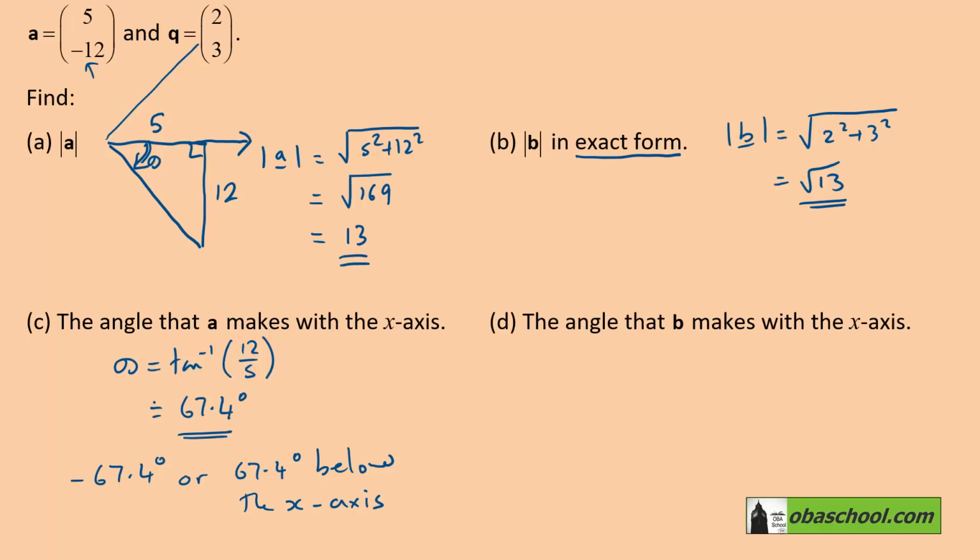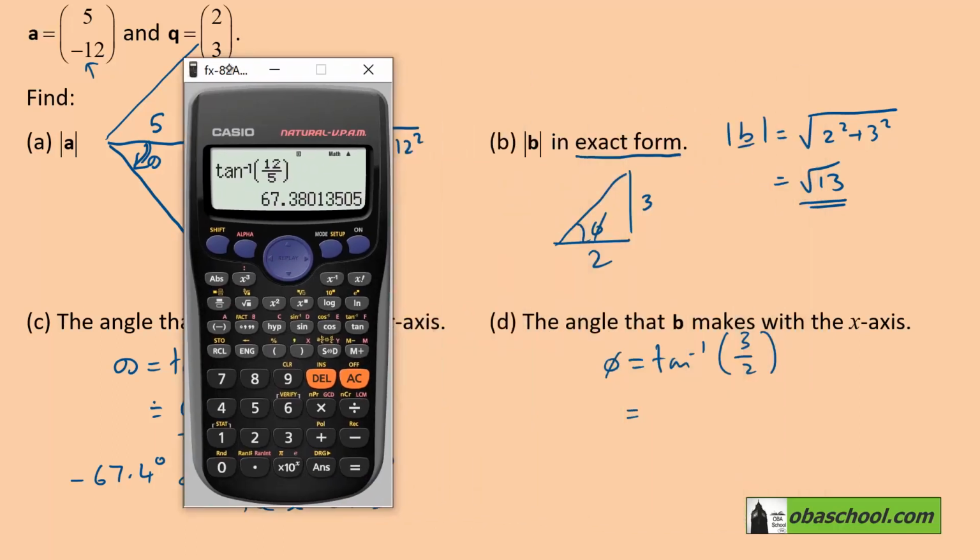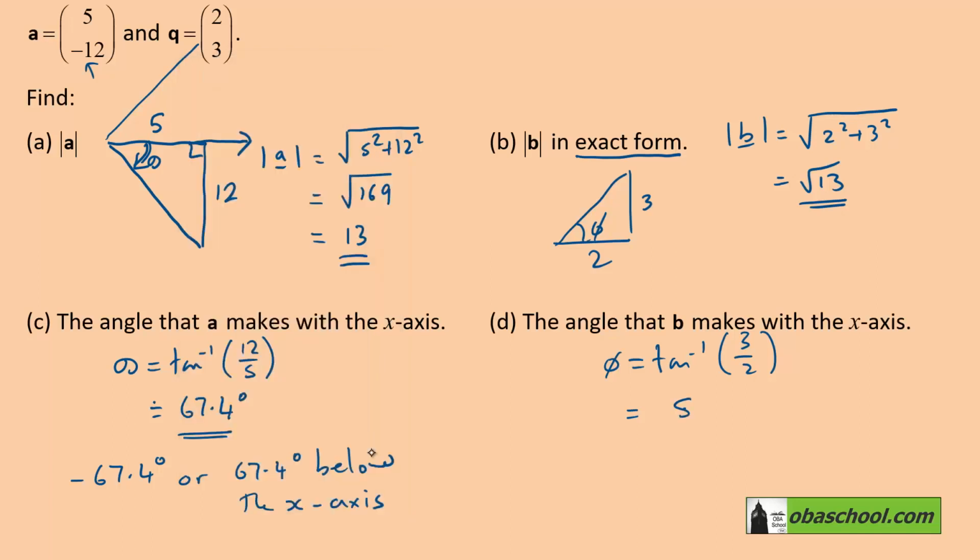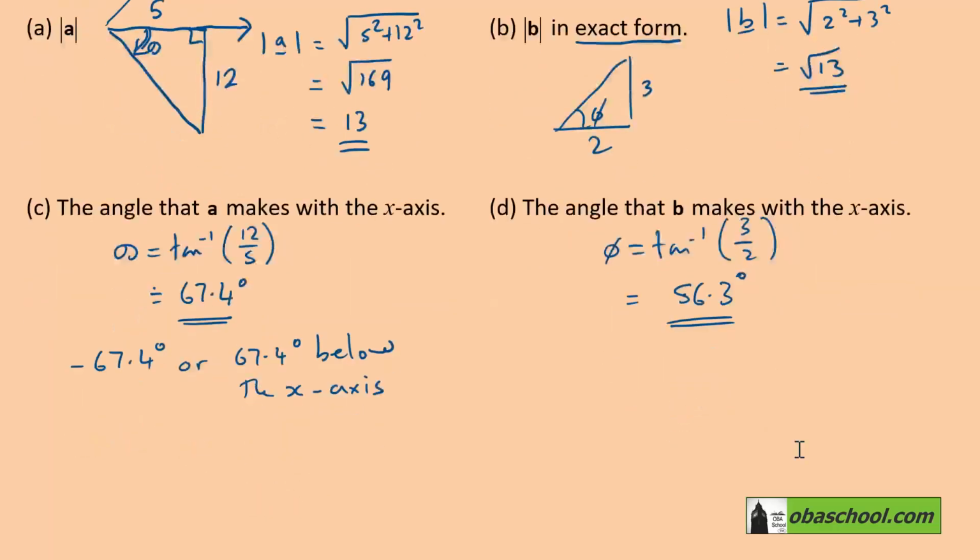And for B, we could do the same thing. We didn't draw the diagram for B, but it's 2 across and 3 up. So let's call this angle phi, say. And then phi is going to be the inverse tangent of 3 over 2. So inverse tan, and it's 3 over 2. And that's 56.3 degrees. Okay, there's more to this question.